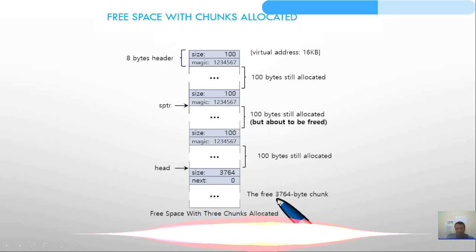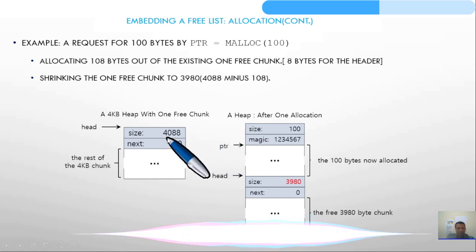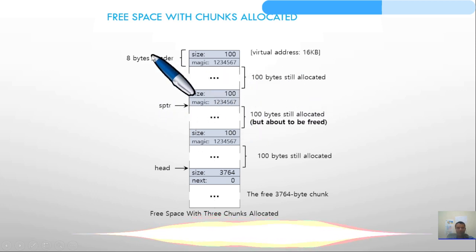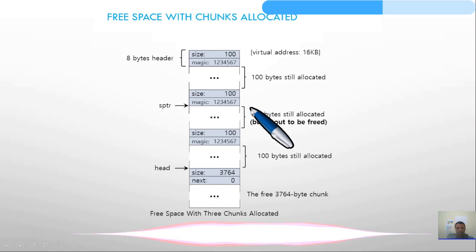So the final free space we are going to be left with is 3764 bytes of chunk, because you simply take 4088 minus 3 times the header, 1, 2, 3, so 3 times 108, which gives us 3764 bytes of chunk. As you can see, when we allocate the pointer, the header is 8 bytes. So this is how we allocate the memory in the heap. The final heap has 3764 bytes of chunk free now.